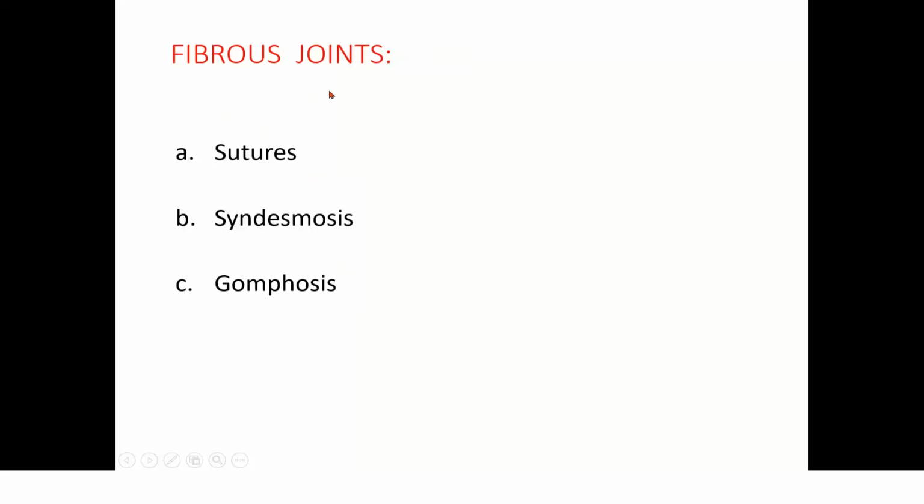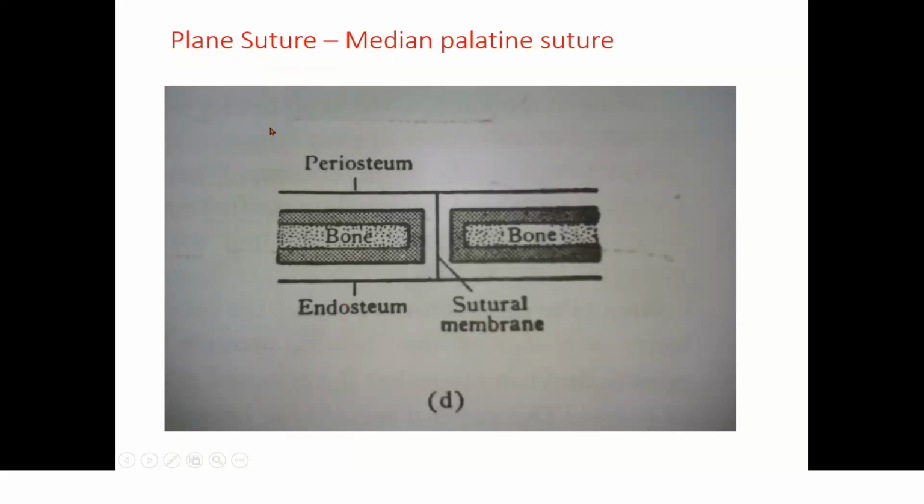Fibrous joints are again classified into sutures, syndesmosis, and gomphosis. Sutures are again of different types. One among them is the plain suture. An example is the median palatine suture. You can see the two bones are joined by a flat plain suture.